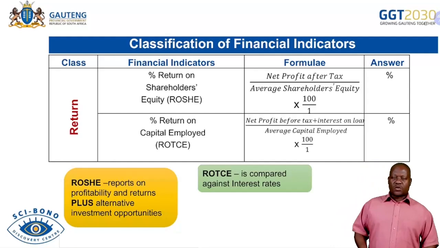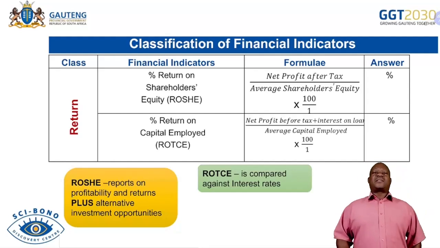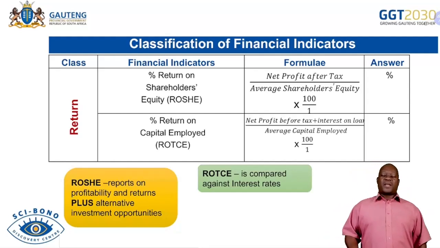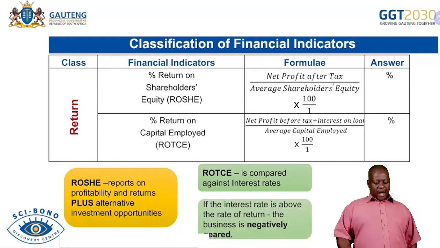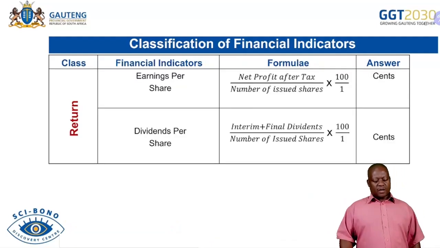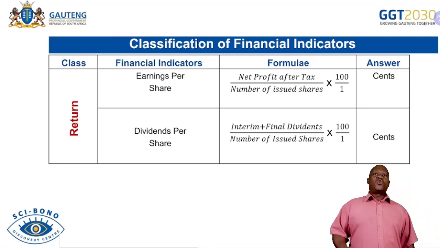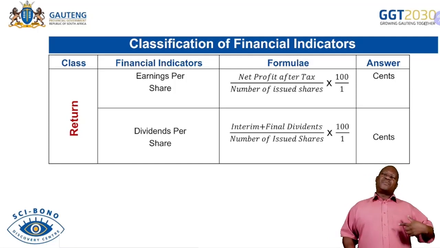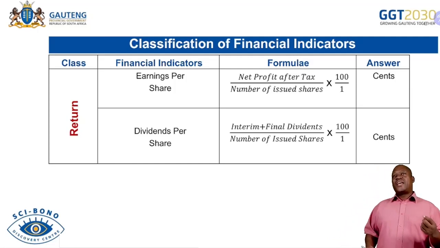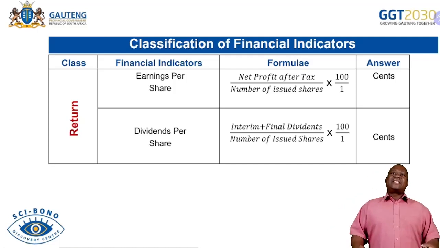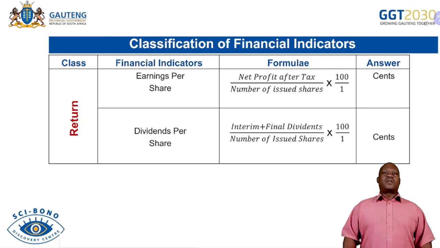So we are going to look into also when we get to where we are supposed to comment and interpret these financial indicators. Now, we are going to also look into the next one, which is still on return ratios. Now, there is the earnings per share and the dividends per share. The earnings per share is looking into how much of that profit every share is contributing. How many cents is every share contributing? So if we are to have 1 share, how much is it contributing towards profit?